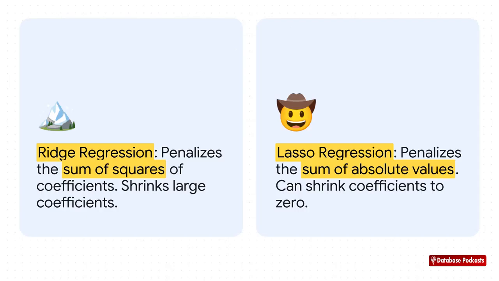Great question. And that brings us to the two most popular types of regularization. First, you've got ridge regression. This one adds a penalty that's based on the sum of the squared values of the coefficients. It's really good at taking large, wobbly coefficients and shrinking them down towards zero. Then you have lasso regression. It penalizes the sum of the absolute values of the coefficients. Now, that sounds like a tiny difference, but the effect is huge, because lasso can take those coefficients and shrink them all the way to zero.